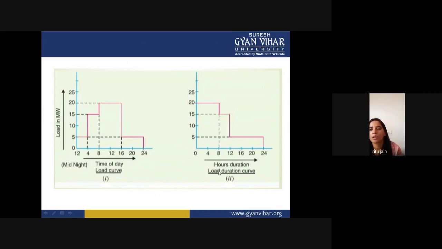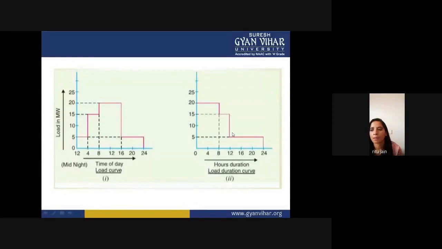But in the load duration curve, you can see that first we are taking the peak load. From the daily load curve, you can see that 20 megawatt is the maximum load, and this is for how many hours? This is 8 hours, so 0 to 8 hours. This is the time of the day, but this is the hours duration. For 8 hours, the load is 20 megawatt.